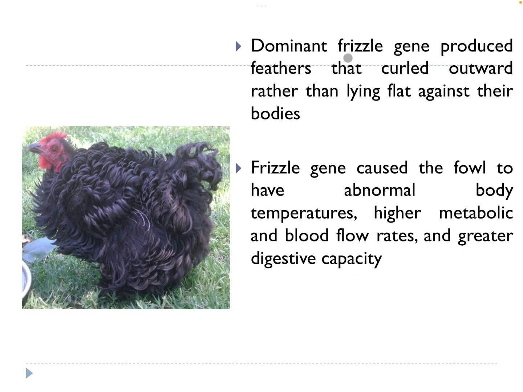The dominant frizzle gene produces feathers that curl outward rather than lying flat against their bodies. This frizzle gene causes the chicken to have an abnormal body temperature. These are the multiple traits produced by a single gene. There can be abnormal body temperature, higher metabolic and blood flow rates, and greater digestive capacity. This is in contrast to that of the chicken whose feathers lie flat against their body.